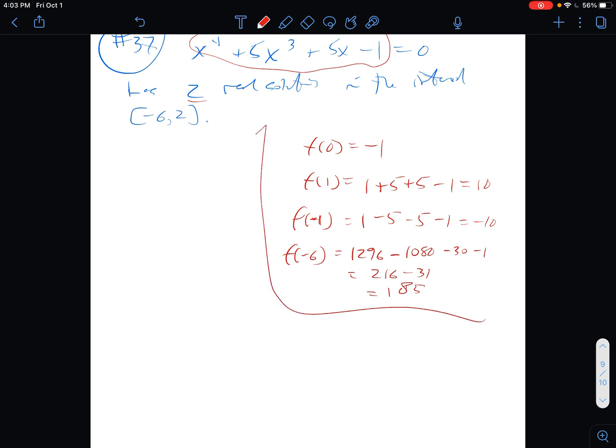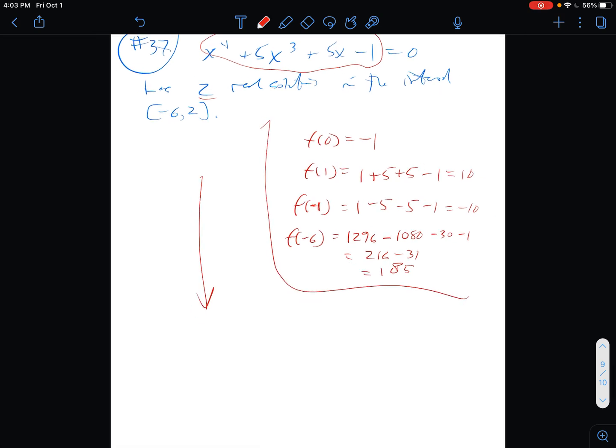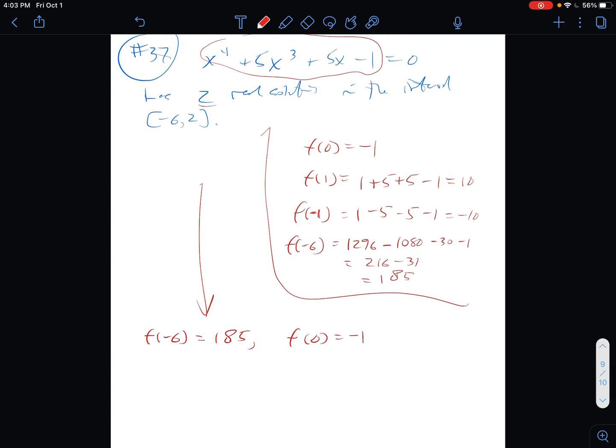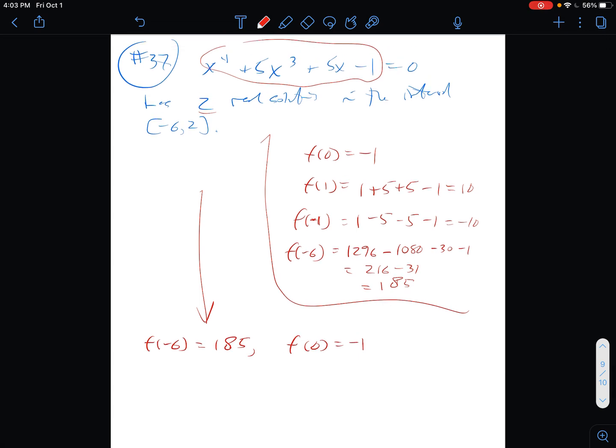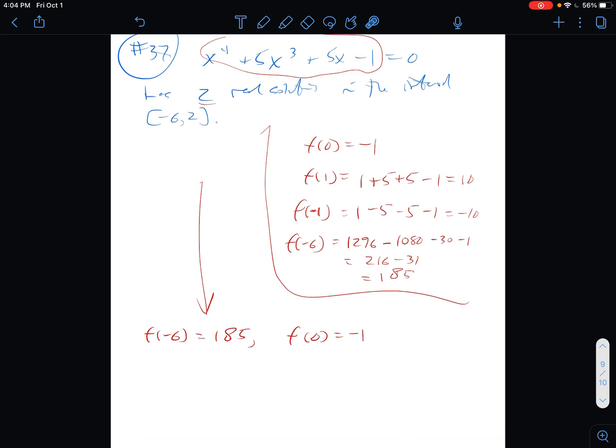All right, so all of this is just scratch work. Now let me give my real statement. So f of negative 6 is 185, and f of 0 is negative 1. So what we're observing here is we had a positive value and then a negative value later on. So let me take this back. I'm going to write exactly what you should write in terms of an explanation.